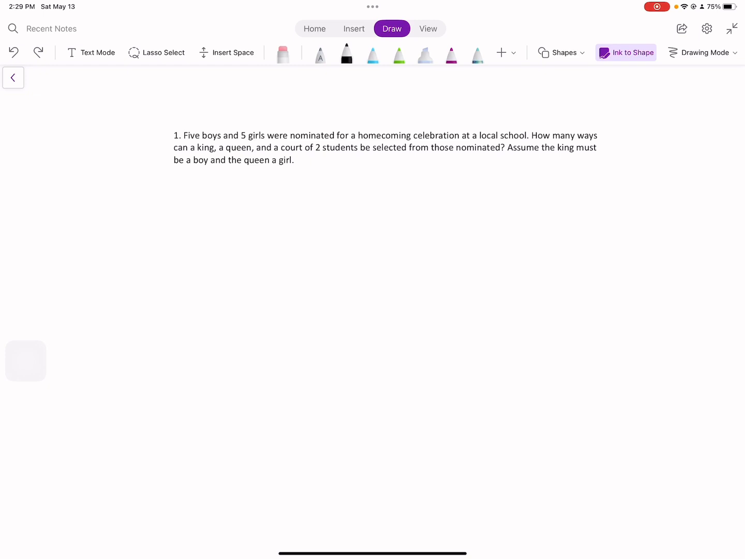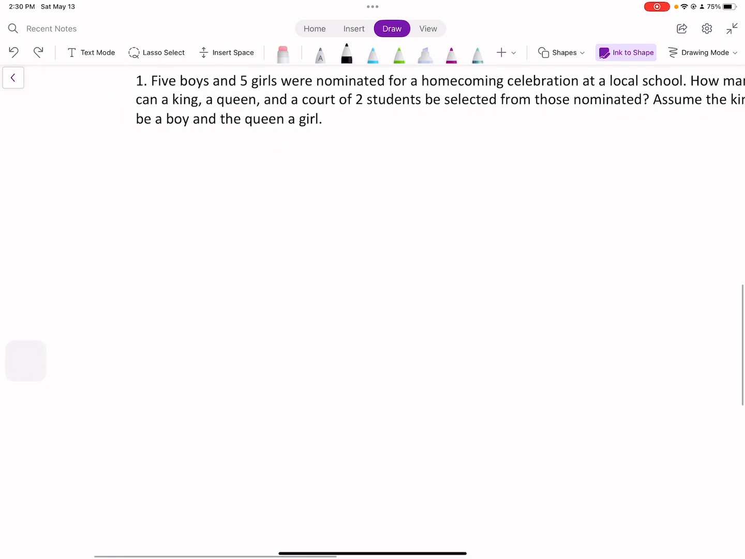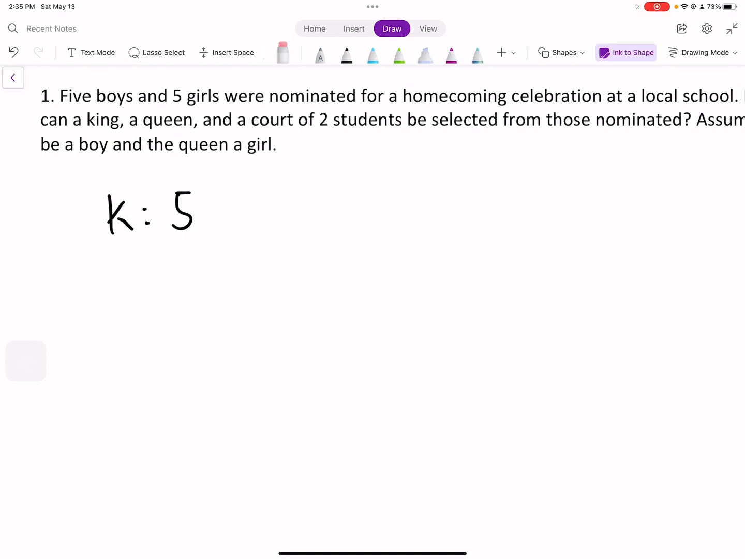Okay, so first we know that there are in total 10 kids, but the condition is that the king they choose must be a boy and the queen they choose must be a girl. So let's first consider the king. We can have 5 different choices for the king because we have 5 boys.